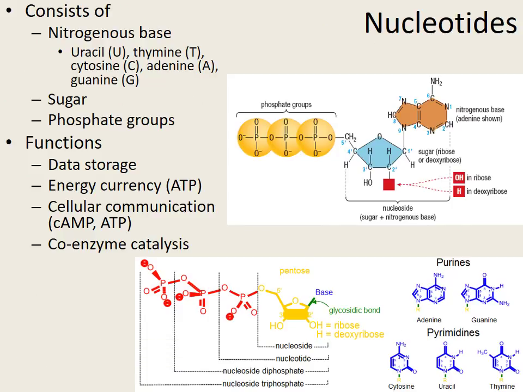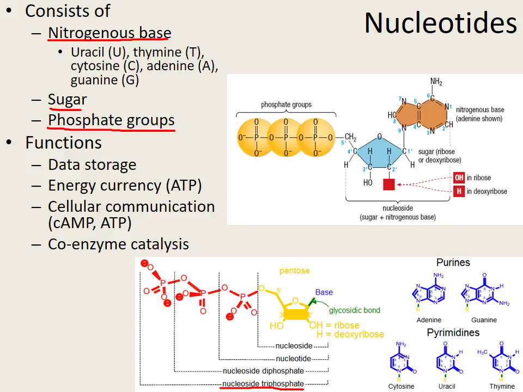What do nucleotides consist of? Well, a nitrogenous base, a sugar, and a phosphate group. Now, taking a look here, a nucleotide essentially is 1 phosphate group. A nucleoside diphosphate is made up of 2 phosphates. A nucleoside triphosphate is made up of 3 phosphate groups. Essentially, when our cells build DNA, through the process of DNA replication, it will use these nucleoside triphosphates to build the DNA.